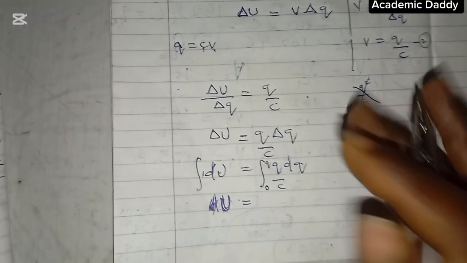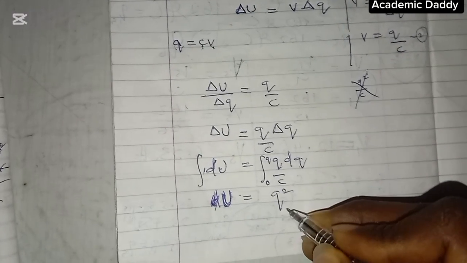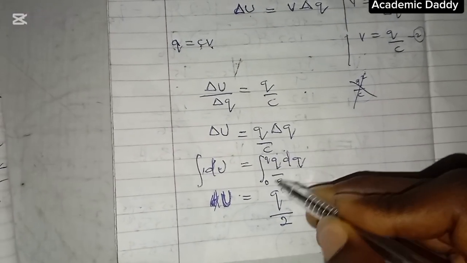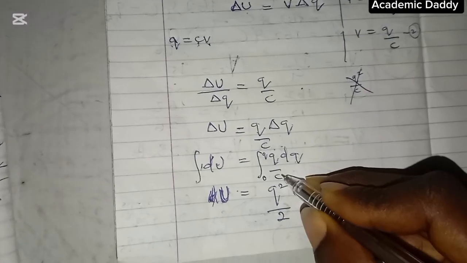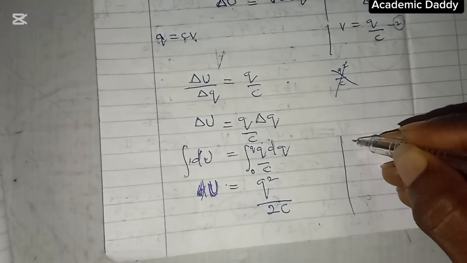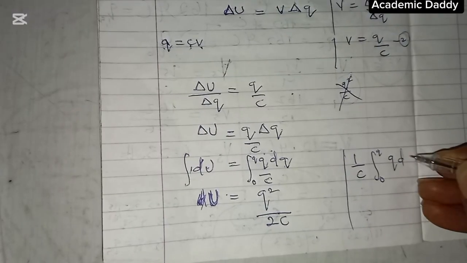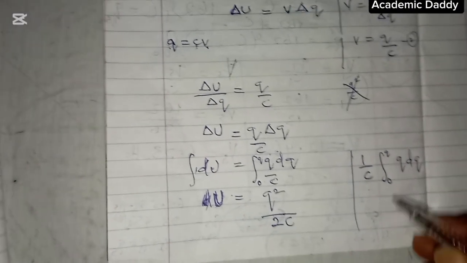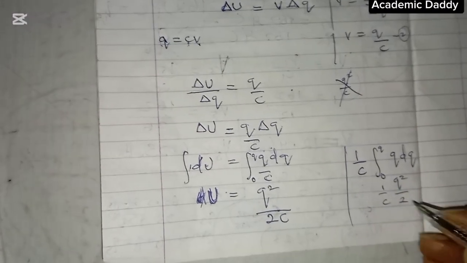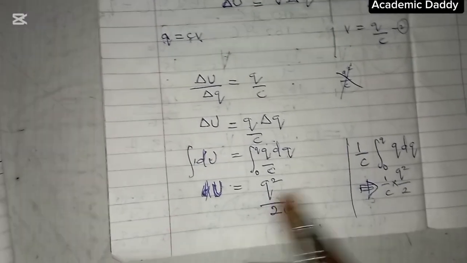Go and check my video on integration. It is the same thing as saying there's a power of 1 here, plus 1, so Q squared all over 2. This will be 1 plus 1, which is 2, divided by the new power. Remember that it's having C here. Another way to look at this is that it's the same thing as saying 1 over C, integral of Q delta Q. If you do it, you see that this is now Q squared over 2, then 1 over C. So this is what I have.